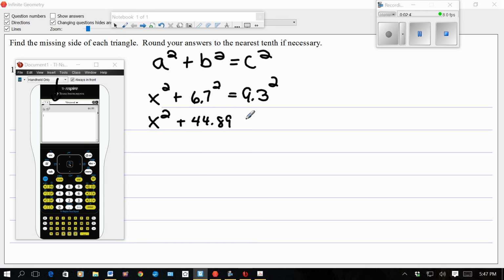So you just write it down, 44.89, equals. Now I'm going to do the other one in my head. I'm going to use my brain and paper. Remember it's squared, so it just means 9.3 times 9.3.